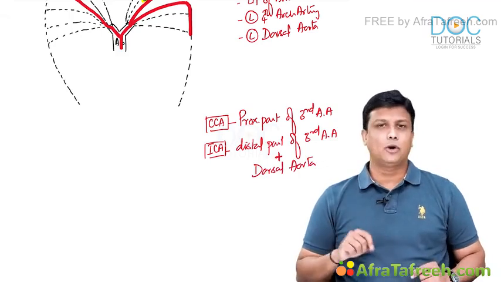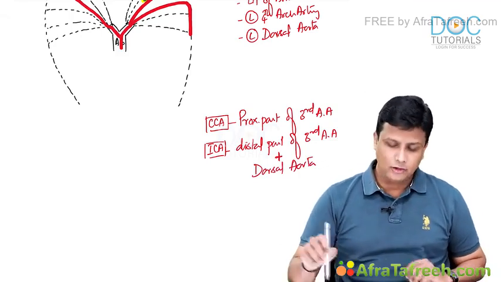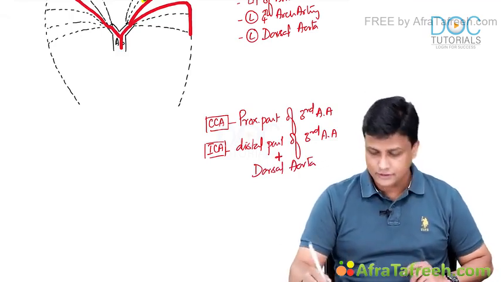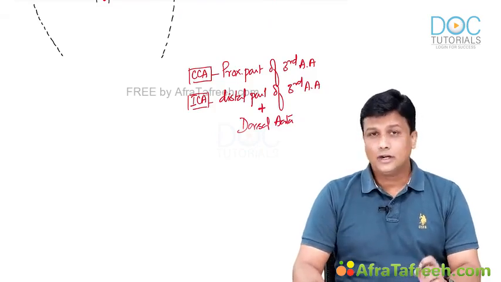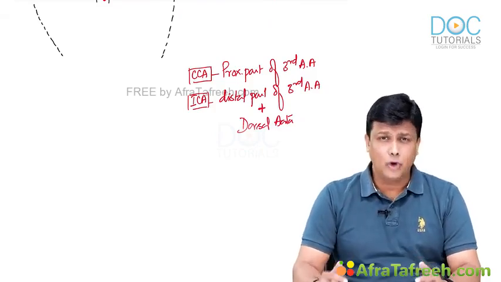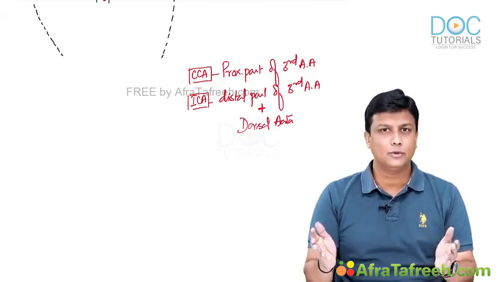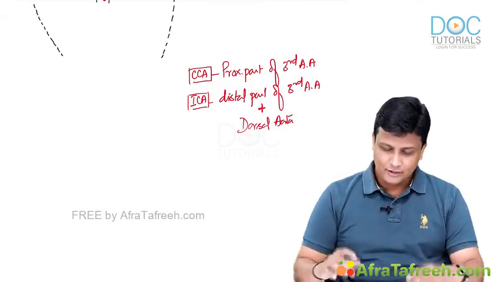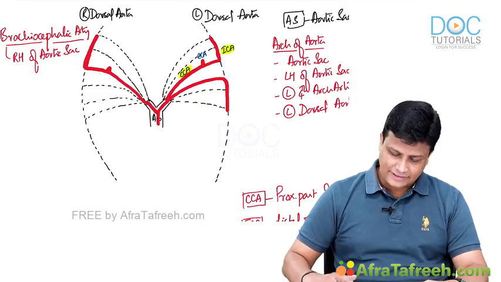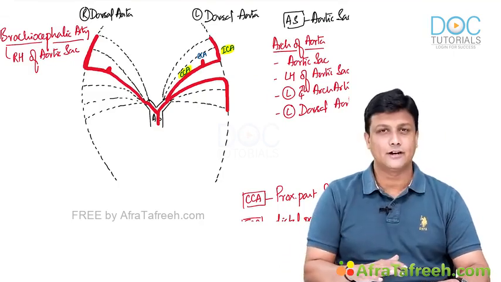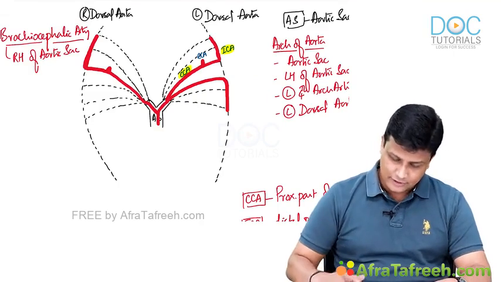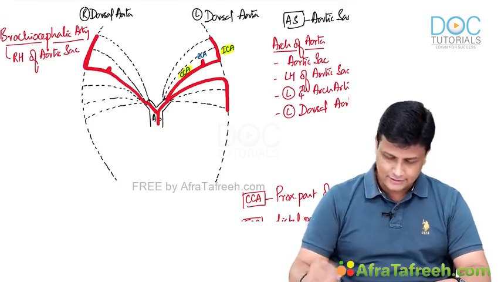But if you are observing properly, guys, I am not at all writing right or left. Why? Because it is the same on both sides. Understanding? So you don't have to separately write right third arch artery or left one. It is the same on both the sides.